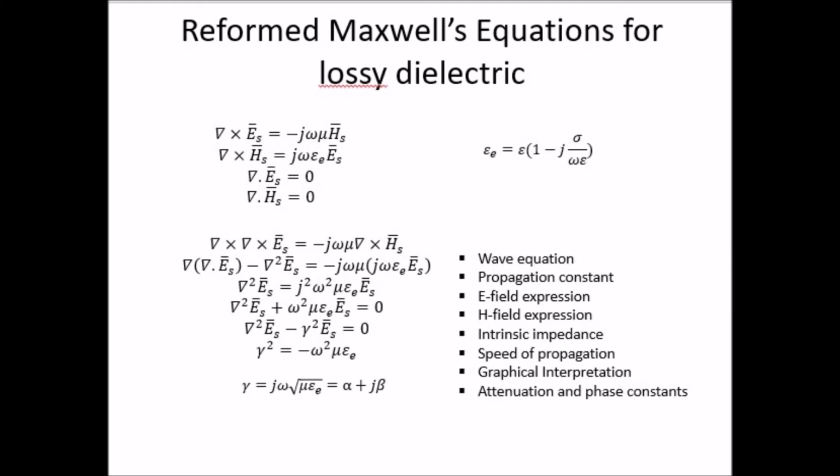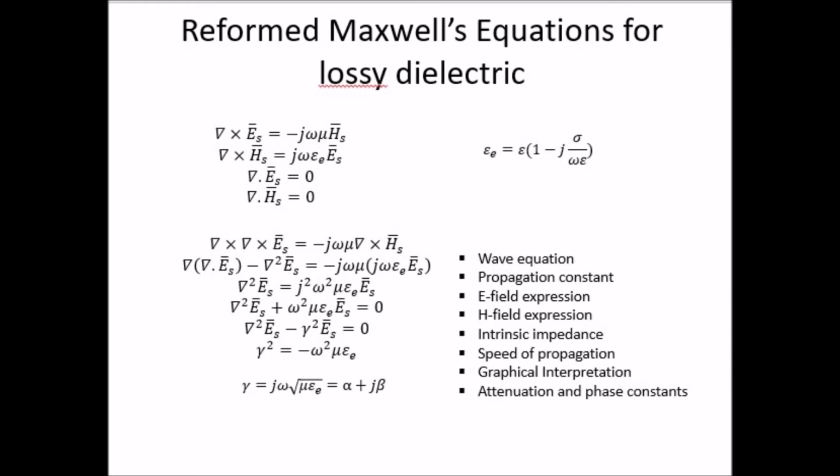We do this considering a source-free and homogeneous medium. Also, we use the effective permittivity in the second expression. Now, if we want to find the wave equation in terms of the E field, we can take the curl of the first Maxwell's equation, that is curl of Es is equal to negative j omega mu times Hs.